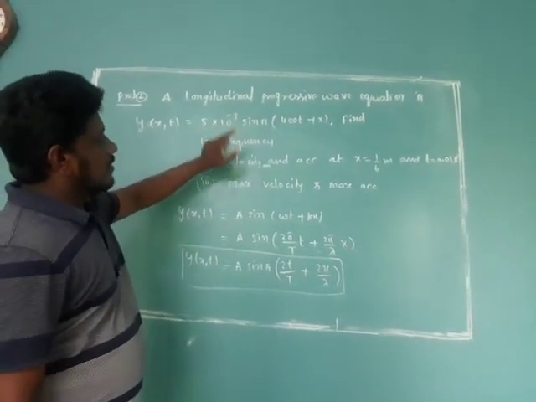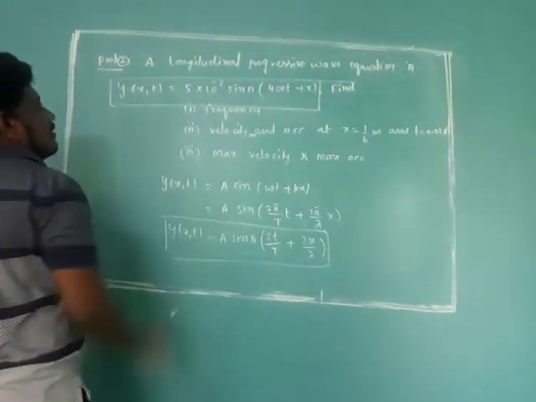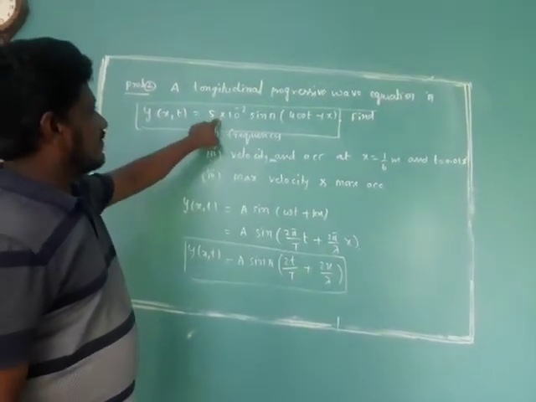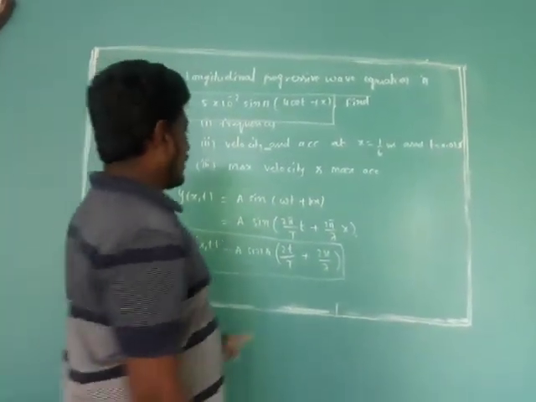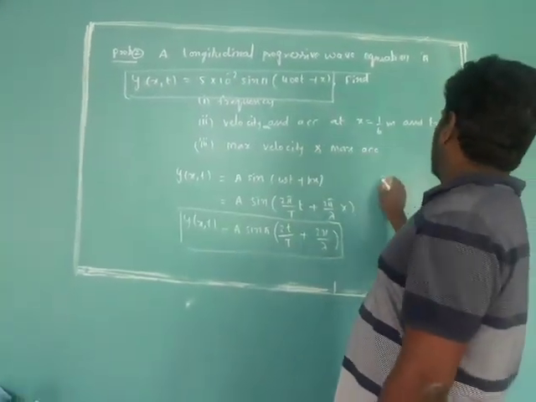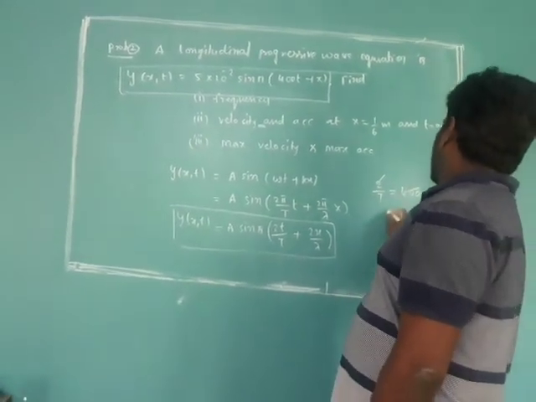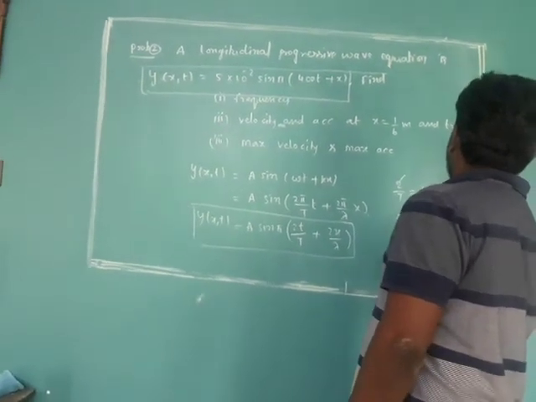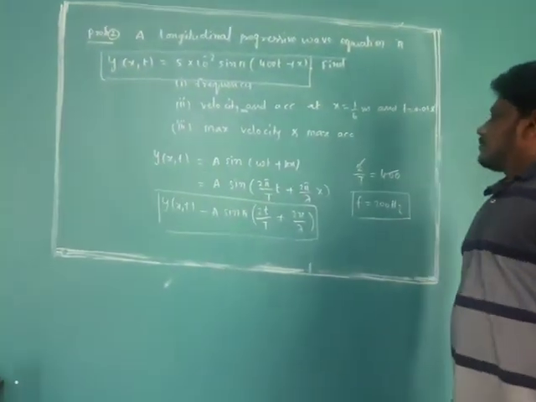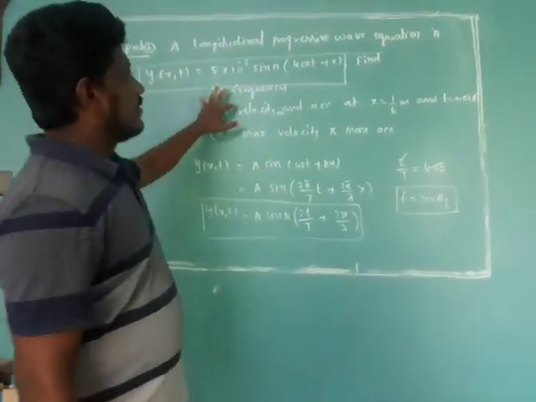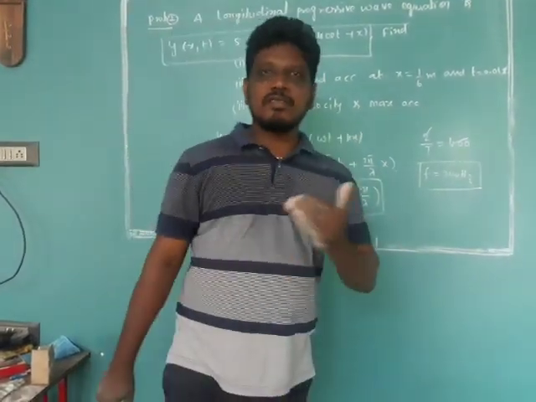So this given equation and the standard equation are in similar form. Now we can compare. In the place of A, 5 into 10 to the power minus 2 is there, amplitude is A, okay, 5 into 10 to the power minus 2. And in the place of 2 by capital T, 400 is there. 2 by T is equal to 400. So it is 200. 1 by T is 200. F is equal to 200 Hertz. Okay. Frequency we have calculated. Velocity and accelerations, maximum velocity, maximum accelerations will be calculated in the next video.